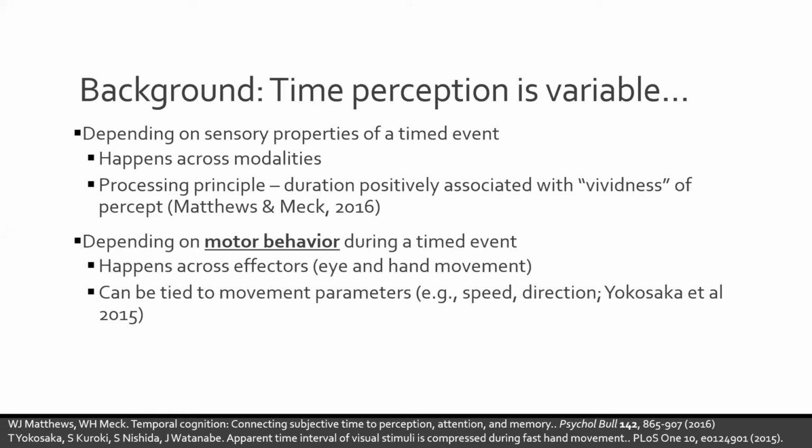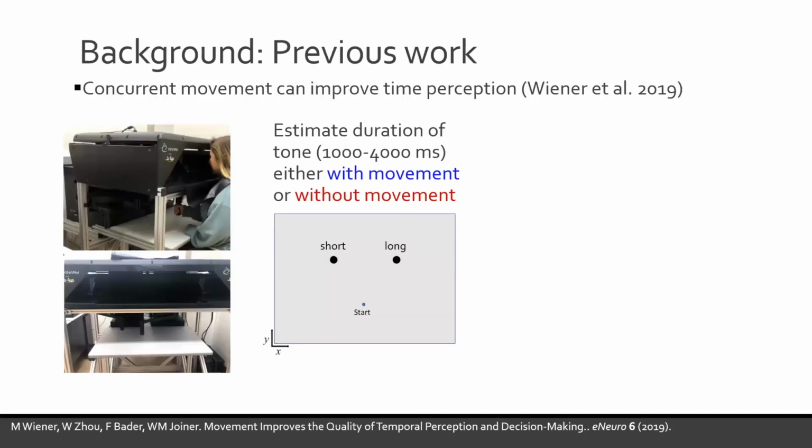And this is really relevant because sensory events don't just happen in a vacuum. We continuously interact with our world. And in fact, much of our motor plans are guided by a particular goal that will elicit a particular sensory response. This has been investigated tied to movement parameters such as speed and direction. And I'll also show previous work from Dr. Wiener and Dr. Joyner that showed that concurrent movement can actually improve time perception.